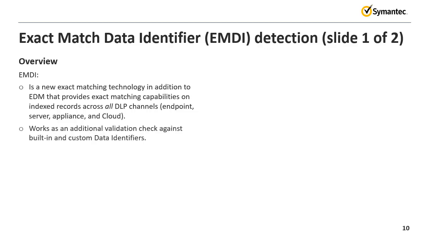EMDI works as an additional validation check against built-in and custom data identifiers. For example, instead of matching any pattern that looks like a credit card number, EMDI enables you to exactly match only the credit card numbers contained within your EMDI index.